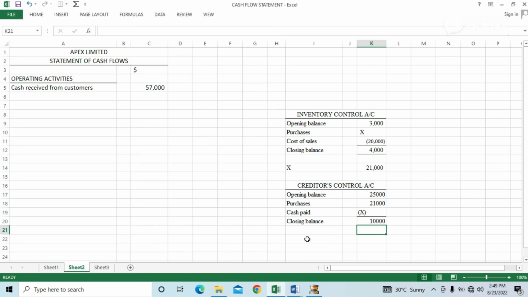So finding the unknown, the X will be 25,000 plus 21,000 minus X equal to 10,000. And by solving it, you find that they paid 36,000 to our suppliers. So actually they paid 36,000 to suppliers during the year 2020.